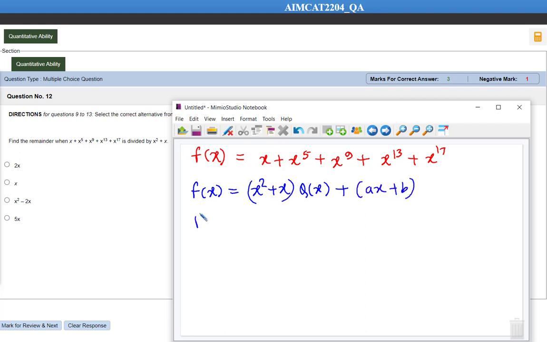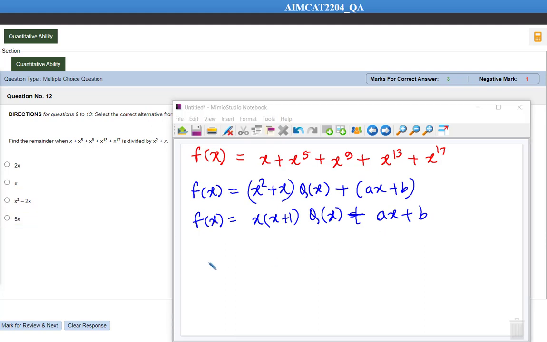So now over here f of x is equal to x into x plus 1 into q of x plus ax plus b. First of all we are supposed to find the values of a and b. For that I will put x is equal to 0. If I put x is equal to 0, f of x will be 0, equal to 0 plus b. So from this we come to know that the value of b is equal to 0.